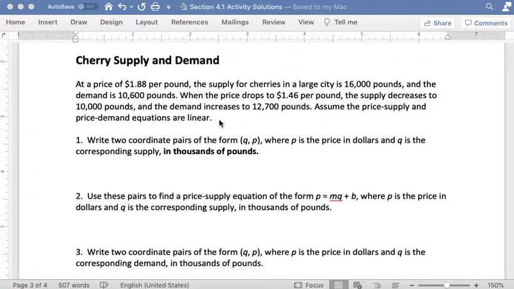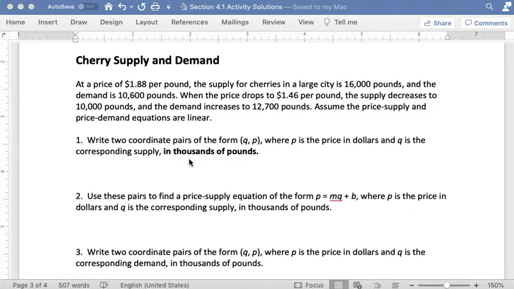We have a price of $1.88 per pound, and we know the supply is 16,000 pounds, the demand is 10,600 pounds. At a price of $1.46 per pound, supply is 10,000 pounds and demand is 12,700 pounds, and we're assuming linear equations. So first we're going to turn this information into coordinate pairs. And remember, when we're dealing with supply and demand equations, price is going to be the y-coordinate and number of units is going to be the x-coordinate.